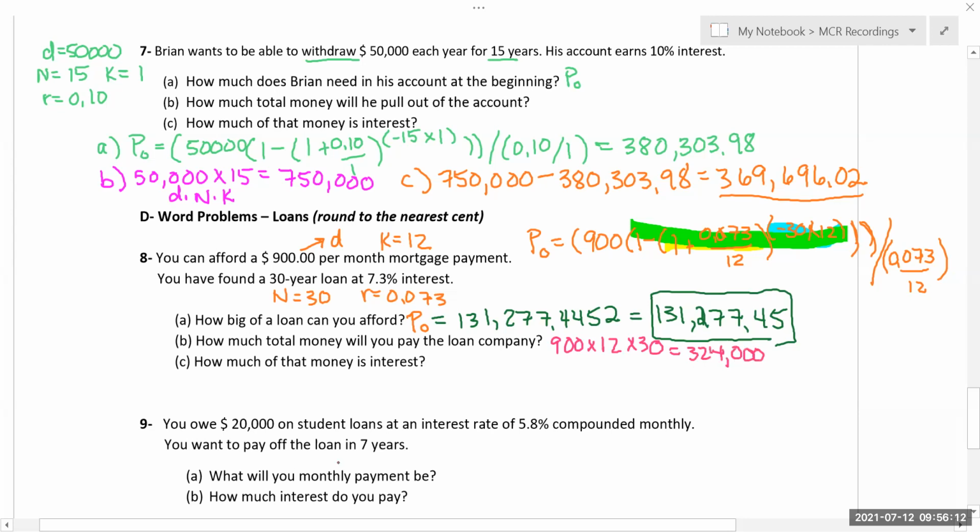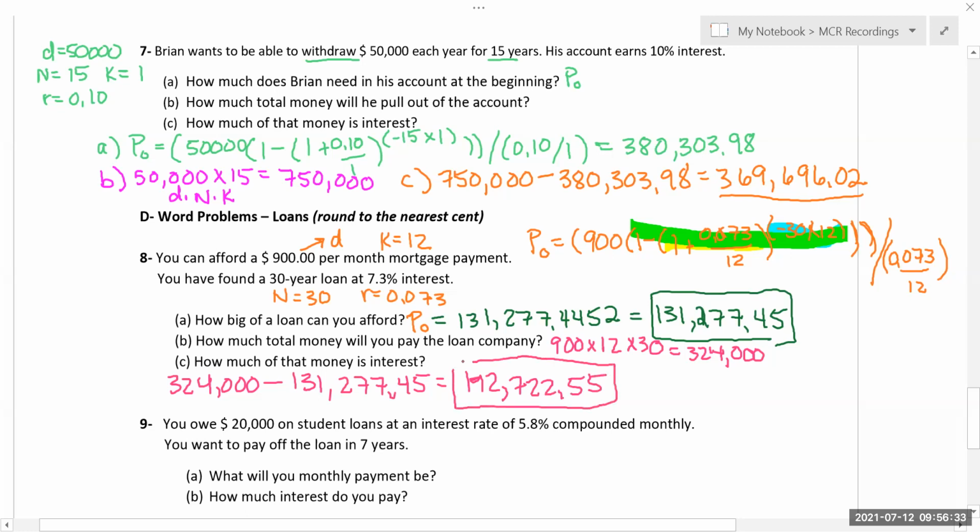$324,000. So the question is then, how much is interest? Well, it's what you ended up paying versus what you actually took out. So interest payments come to 192,722.55. So there we go.